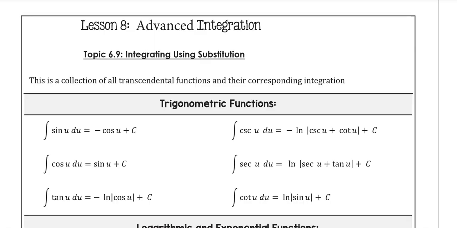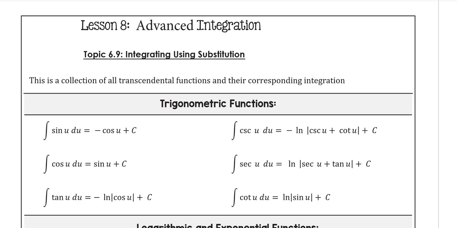This is part 1 of Unit 6, Lesson 8, Advanced Integration. In this section, we're going to be discussing how to integrate some mostly transcendental and related functions, especially when they're paired with an algebraic function.